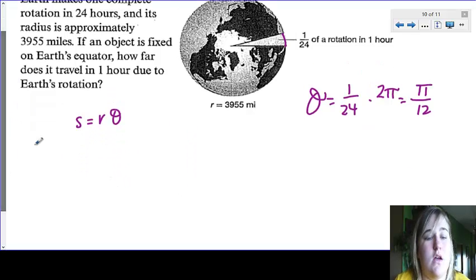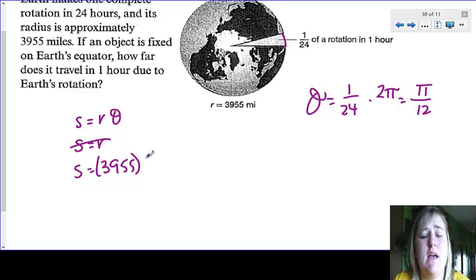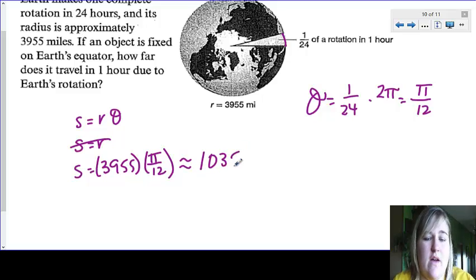So I have S is equal to, not R, I wanted to plug in there. S is equal to 3,955 times theta, which I said was pi over 12. And then all I have to do is multiply, so I'm going to punch that in my calculator real quick. And that tells me how far does it travel in 1 hour. So it's going to travel approximately 1,035 miles in 1 hour.